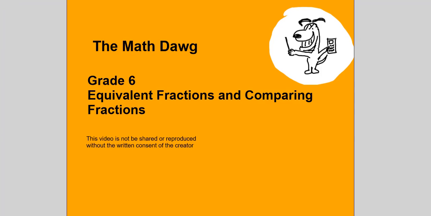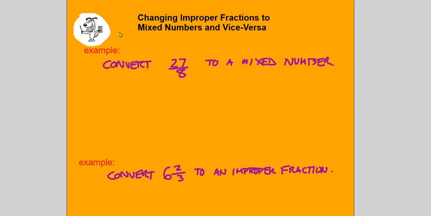So first we're going to look at changing improper fractions to mixed numbers and vice versa. An improper fraction is a fraction where the numerator, which is the top part of the fraction, is greater than the denominator. There's nothing wrong with an improper fraction, but you do need to know how to change them to mixed numbers. The way we do this is we divide the bottom into the top, the denominator into the numerator. This will tell us how many whole number times 8 goes into 27, which is 3.